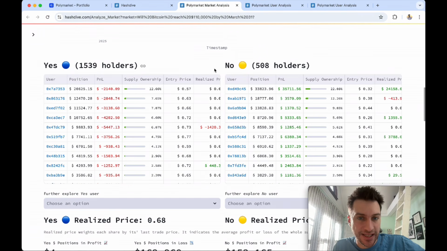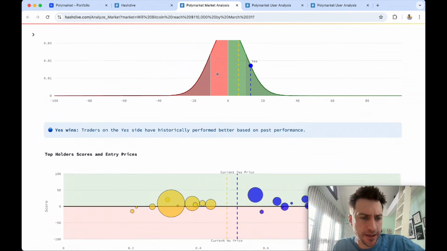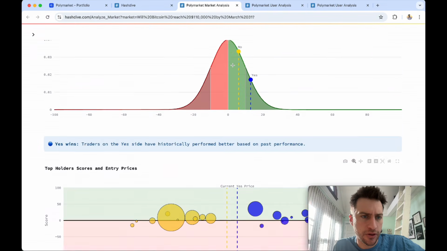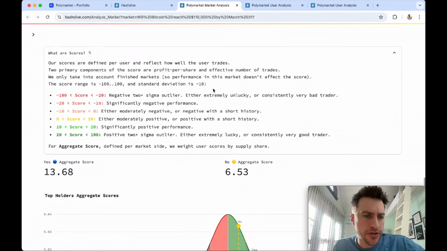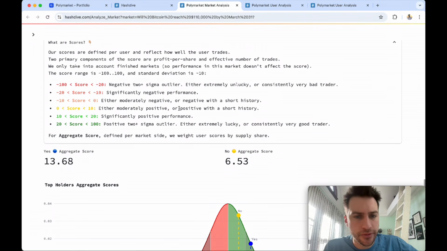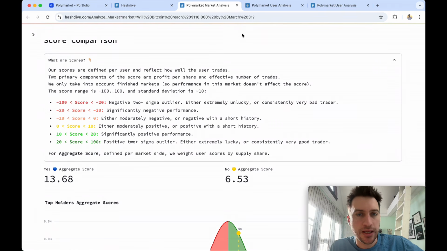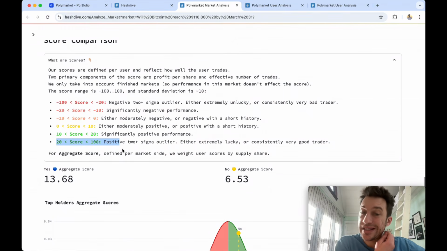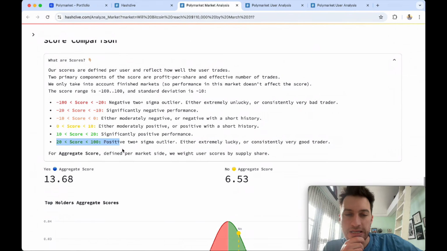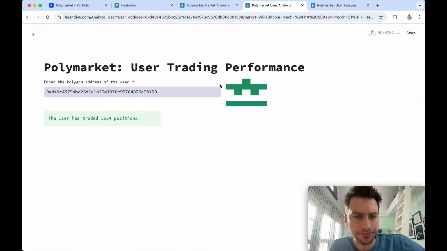That's not bad. 5.84 means that on Polymarket, let me go show you the grading. Here you go. So I fall into moderately positive. I'm trying to get into significantly positive performance. But yeah, you can see these are all the performance. Anyone who has a score of 20 to 100 might be an insider. I don't think it's luck at that point. I think that if you're that good of a trader, probably insider trading. So maybe screen for people like that.